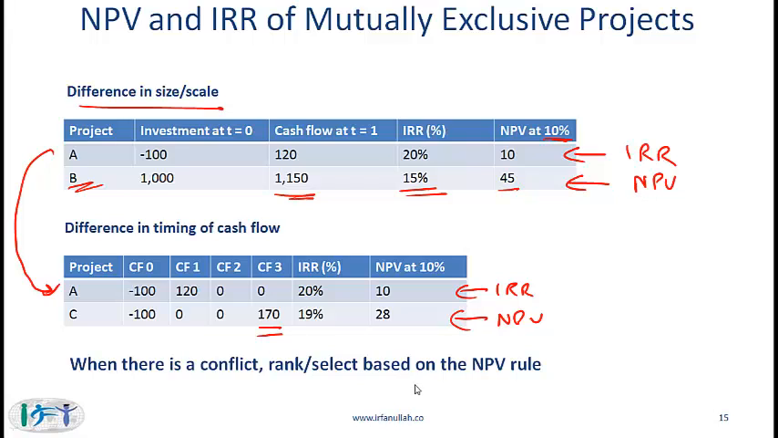The answer is, you should always rank or select based on the NPV rule. And the reason for this will become obvious when we study this concept in corporate finance, but very simplistically, there are some issues with the way IRR is calculated. So even though it is giving you a sense of the return, there are some technical issues with IRR because of which NPV is the preferred method. Now, this doesn't mean that we don't use IRR. IRR is still valuable because it is giving us a sense for the return. But when there is a conflict, you should go with the NPV rule.